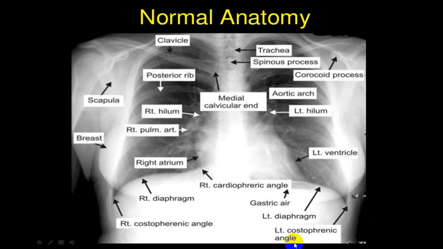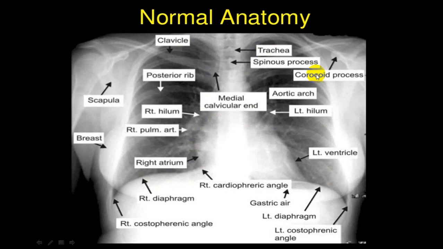Now normally when you look at the X-ray chest, there are a lot of things which you can see, right from clavicle, scapula, breast shadows, right costophrenic angle, diaphragm, right atrium, this is the right atrial border, right pulmonary artery, right hilum, then medial end of the clavicle, these are the posterior ribs, these are clavicles, trachea, spinous process which you can see through the air in the tracheal shadow, then coracoid process of scapula, aortic arch, left hilum, left atrial border, left ventricle, then right cardiophrenic angle, left cardiophrenic angle, then left dome of diaphragm, gastric bubble, left costophrenic angle, etc.